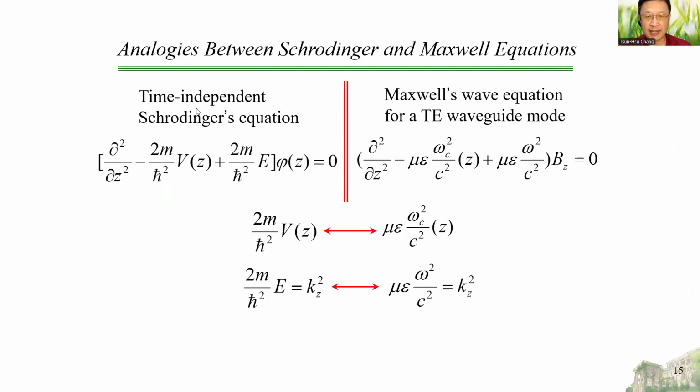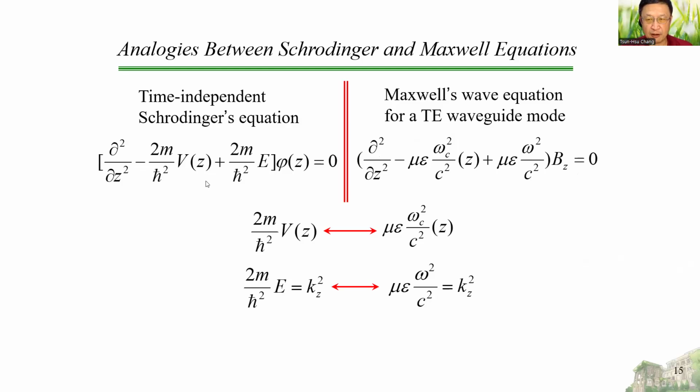First, let's have a look at the time-independent Schrödinger equation. It can be written in this form, in terms of the G component, one-dimensional, time-independent. Maxwell equation for a TE waveguide mode can also be written in this way, with omega, and it is quite similar, right? This is the wave function. This is BZ. Of course, you can express it in terms of TM modes, quite similar.